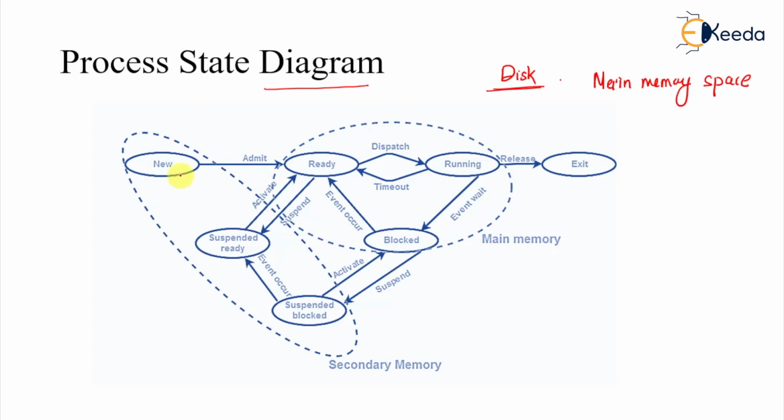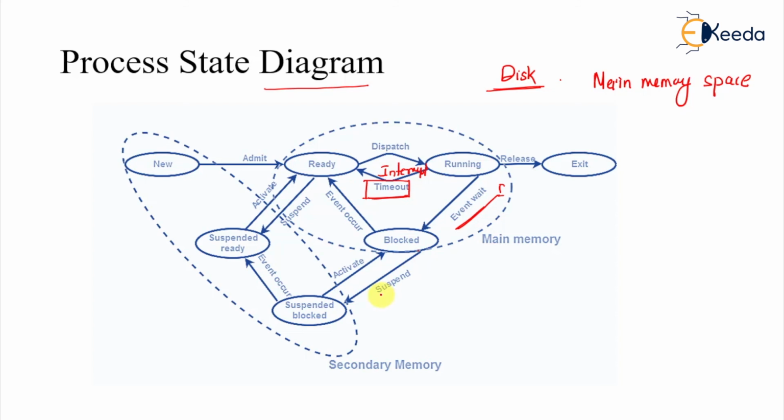So we have new, then ready, then dispatch, and then timeout. Timeout is a new term, I'll explain it later. But think over it: if there is an interrupt, that is the right word right now. And event wait, that is your IO, that is in the blocked state. When the event occurs, it will go to the ready state.